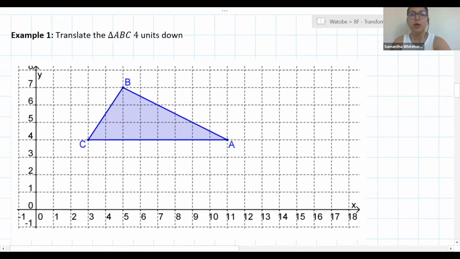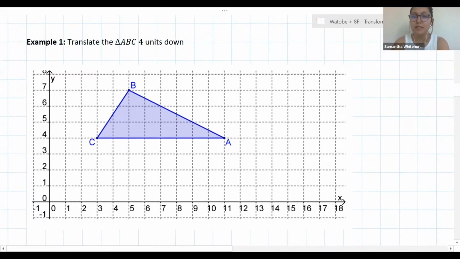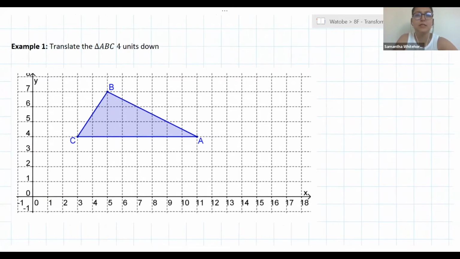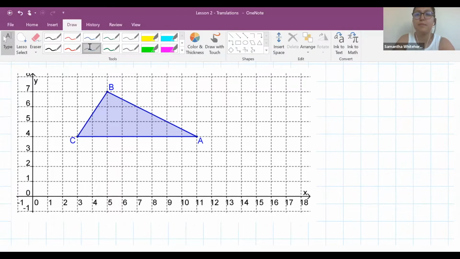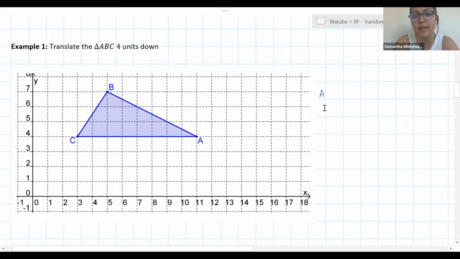We have been told to translate this triangle ABC 4 units down. There are a bunch of different ways you can do this. At the end of the day, as long as you take the shape and move it 4 units down, however you want to do it is completely up to you. The first thing I want to do, and I'm going to make this a tad smaller so I've got some space, is write down the coordinates of A, B, and C. What are the X and Y coordinates for the points A, B, and C?